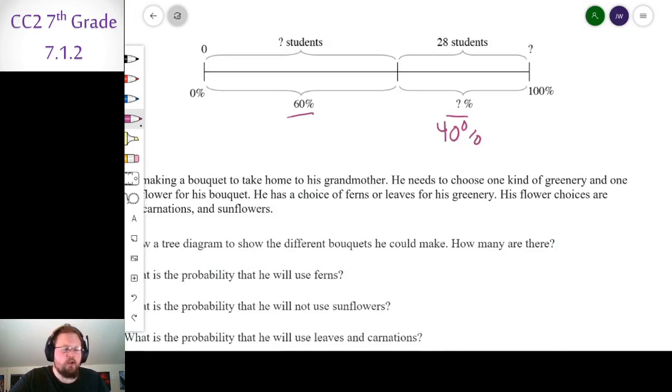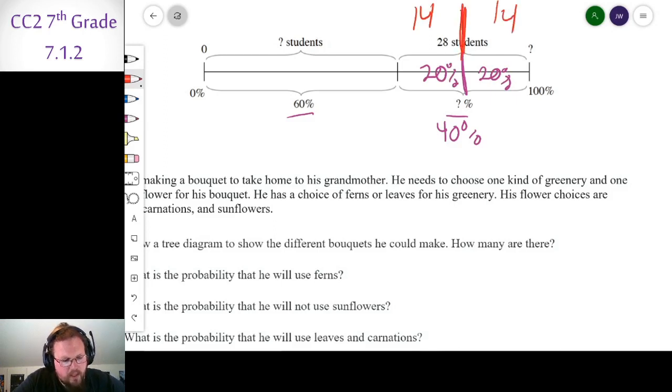Okay. And you can break this down into smaller pieces if you want. 40 is pretty easy to just divide by 2. And so then you have a little 20% piece and a 20% piece. And half of the 28 students is 14 and 14. So every time you have 20%, you have 14.